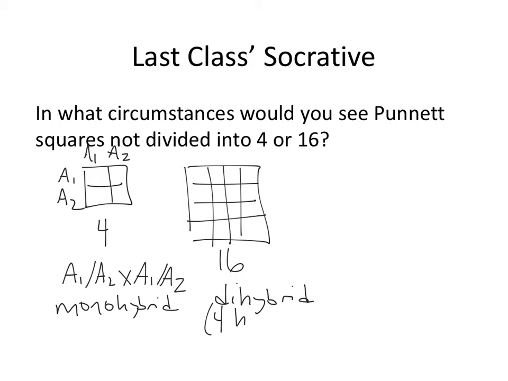So that's 4 haplotypes per parent. And that's why each axis has 4 columns, 4 rows. So what happens if we look at a trihybrid? Extrapolate this information. If I ever asked you to draw a trihybrid Punnett square, this goes in, this is 4, is 2 squared.